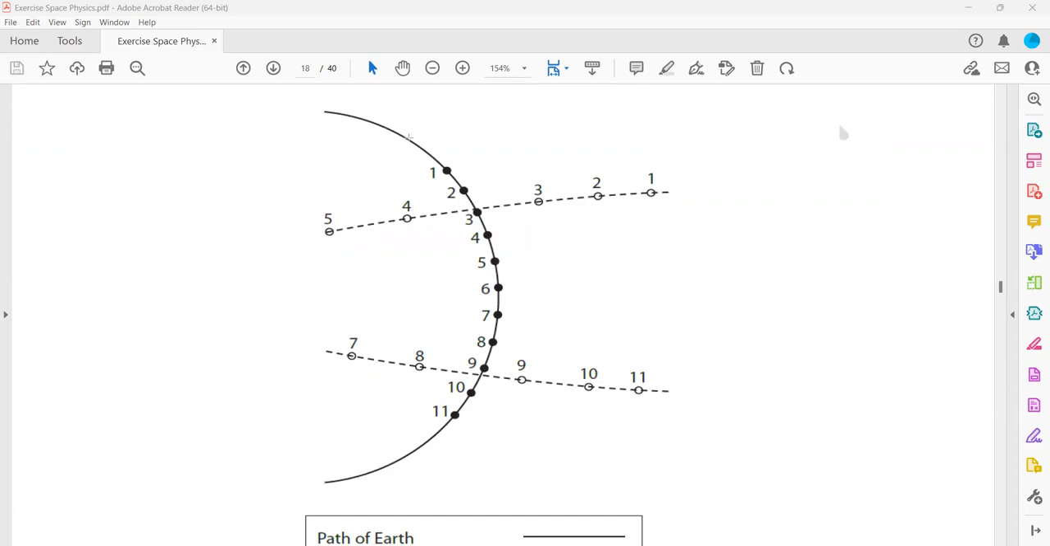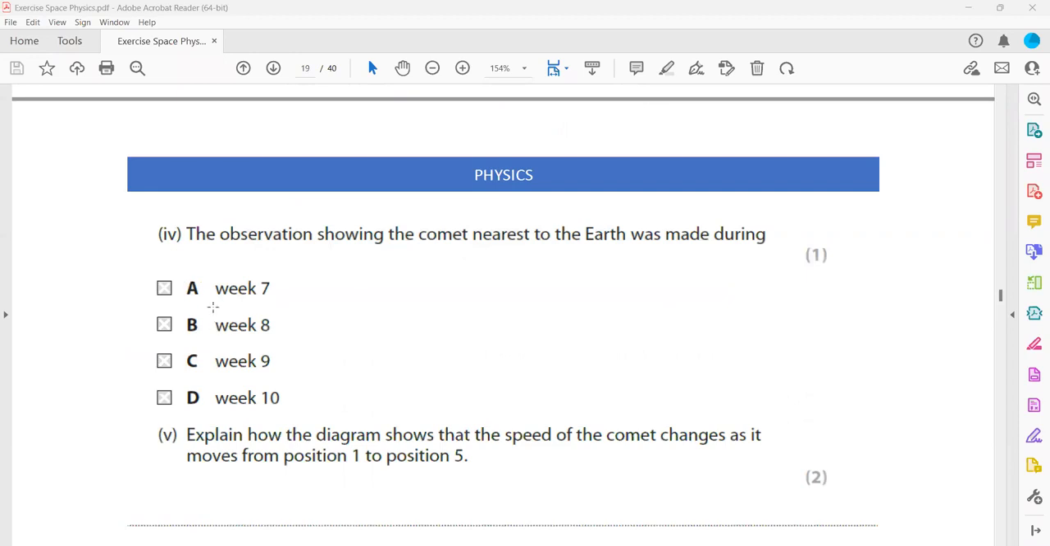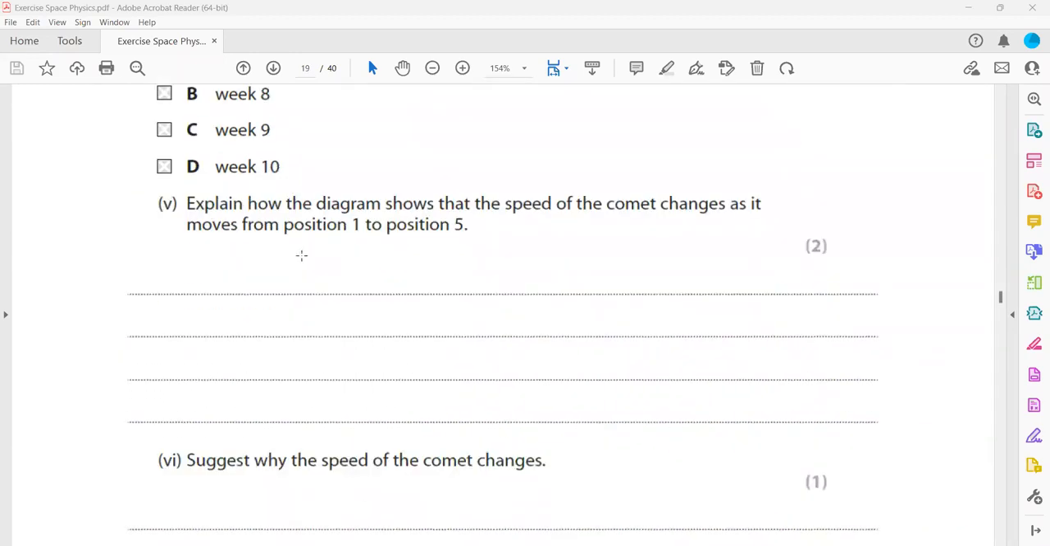Week one, this was the distance between them. Week two, week three, week four, week five, week six will be like this. Week seven, week 8 and week 9. You can see that in week 9, when you check the distance, they are very close to each other. The distance between the Earth and the comet is smaller compared to other parts. So for the answer we will select option C, which is week 9.